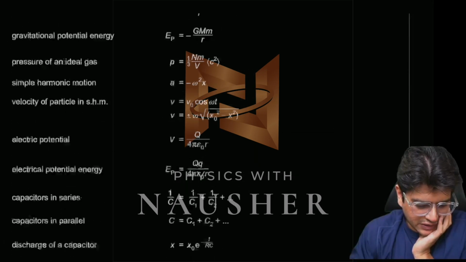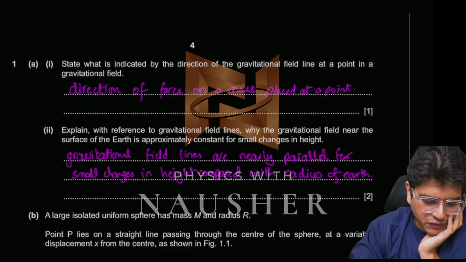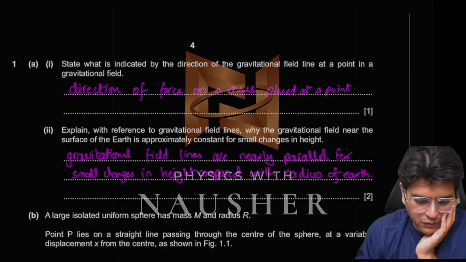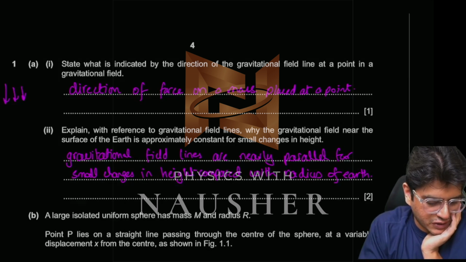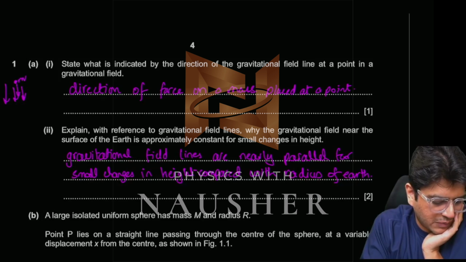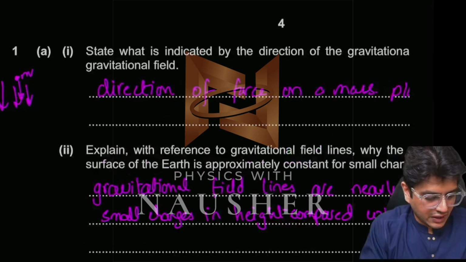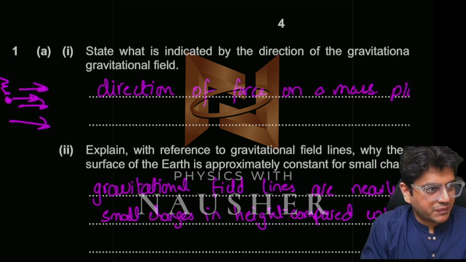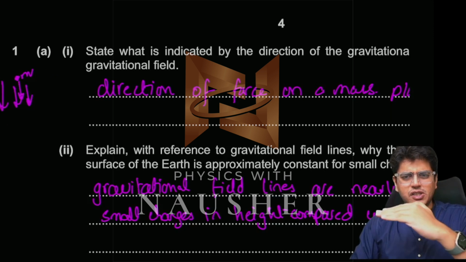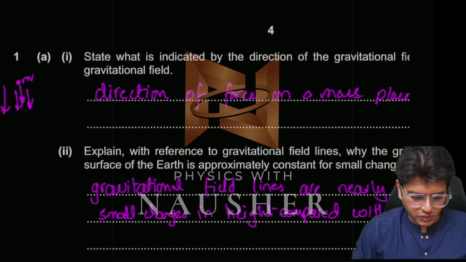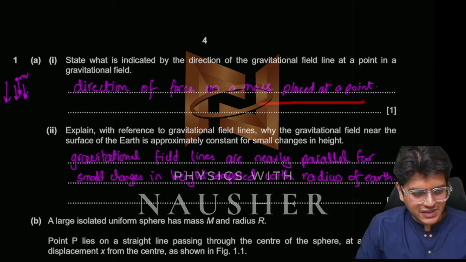You have the data booklet here, and question number 1. State what is indicated by the direction of a gravitational field line at a point in a gravitational field. What does a gravitational field line show? If the gravitational field is this way, it shows that the force acting on the mass is going to be this way. If it's this way, then the force would also be this way. So remember that it shows the direction of force on a mass placed at a point in the gravitational field.